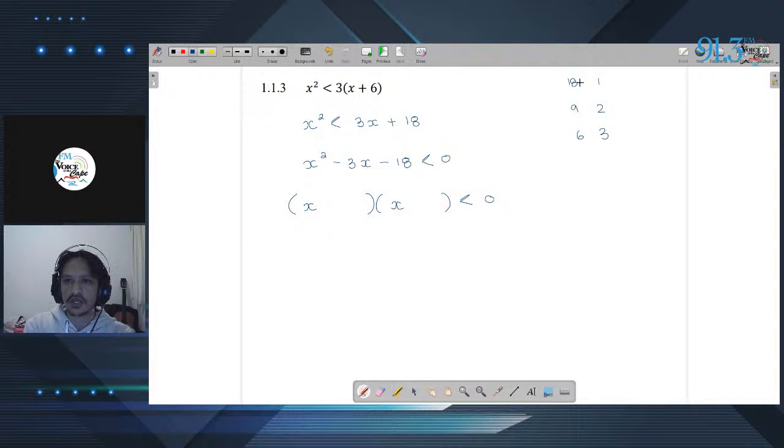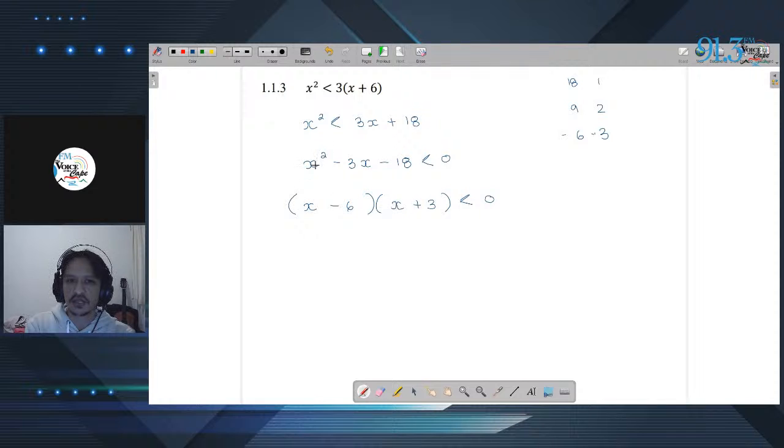So we can ask ourselves, okay, with 18 and 1, can we get 3x? No, we cannot. There's no possible way. And 9 and 2, can we get 3x? No, we cannot. But 6 and 3 seems very viable. 6 minus 3 can give us 3x, that's for sure. But we're looking at negative 3x. So we're asking for a negative 6 and a positive 3. So we can maybe input that here and say this is negative 6 and this is positive 3. And we can see if it works.